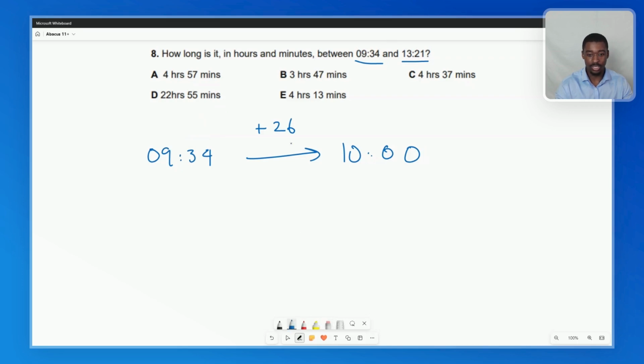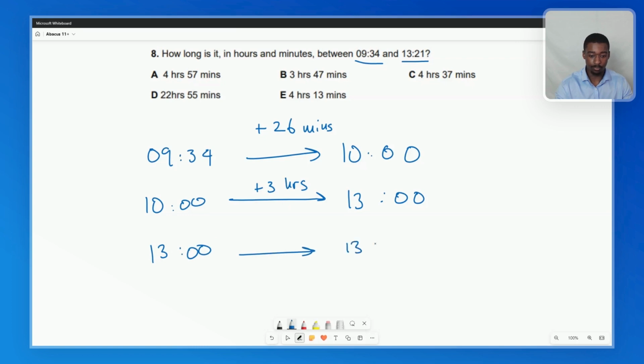So plus 26 minutes. Then we're going from 10 a.m. all the way to 1 p.m. or 1300, right? How many hours is this? This is going to be 3 hours. And then we're going from 1300 to 1321, and this is going to be 21 minutes. So you're seeing we're taking it step by step.